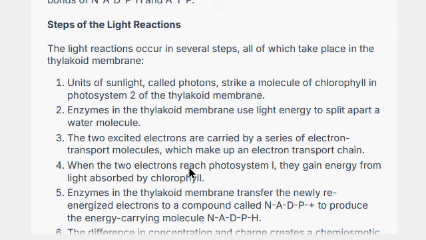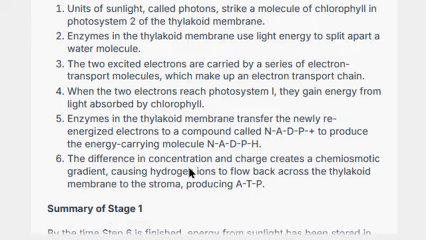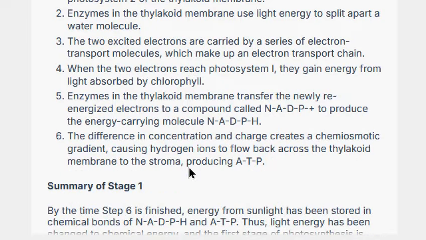Units of sunlight, called photons, strike a molecule of chlorophyll in photosystem II of the thylakoid membrane. Enzymes in the thylakoid membrane use light energy to split apart a water molecule. The two excited electrons are carried by a series of electron transport molecules, which make up an electron transport chain. When the two electrons reach photosystem I, they gain energy from light absorbed by chlorophyll.